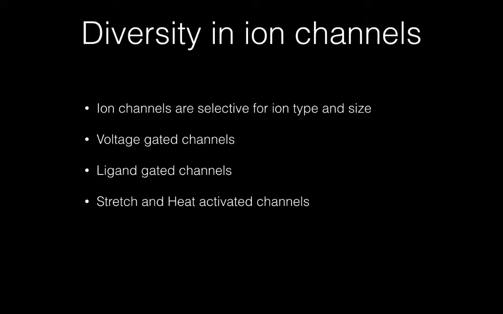And one of the key ideas presented in this textbook is that there is a wealth of diversity of ion channels. Not only are ion channels different in size and shape, but they are relatively selective, some even specific for ion type and size. For instance, there are certain ion channels that only allow for large cations to pass through.